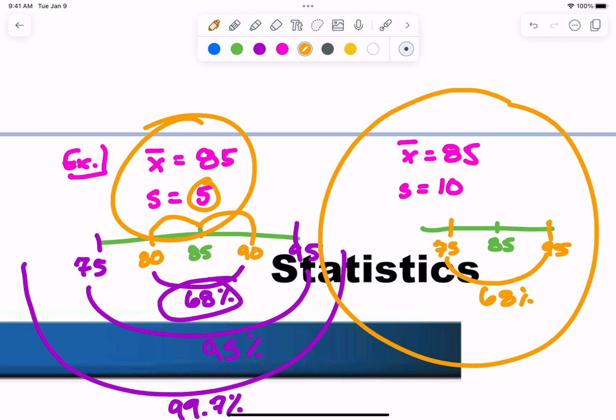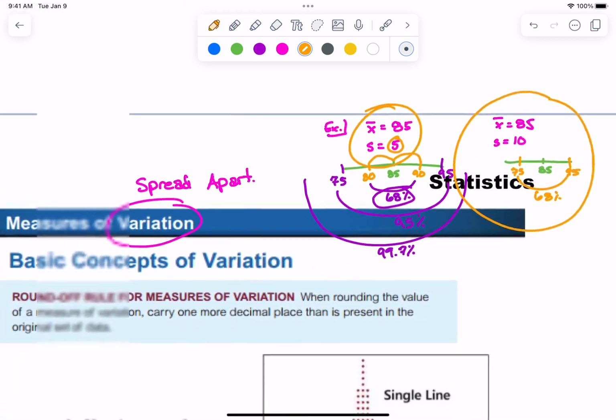This is kind of like how a bell curve works. A bell curve? Yes. We're going to be putting this stuff onto a bell curve, right? Exactly. You'll see that here in a second.